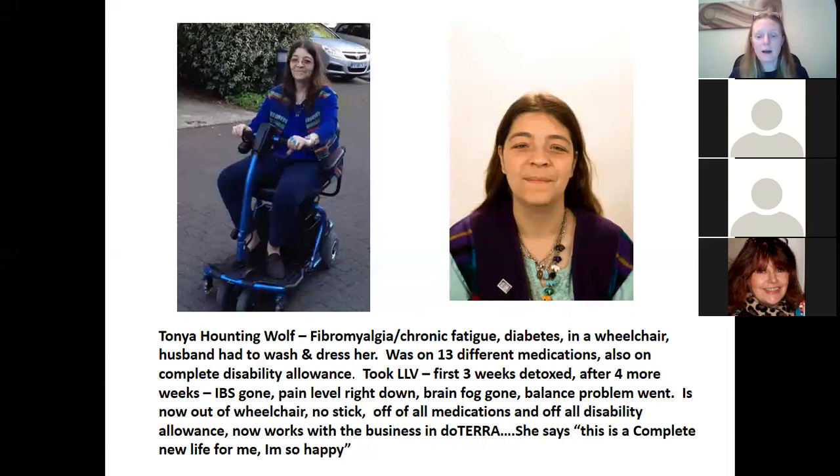Then after another 4 weeks, her IBS had gone, her pain level had come right down, the brain fog, which is a big thing for people who suffer with fibromyalgia, had gone, and her balance problem had gone. Then she was able to come out of the wheelchair, walk without a stick, and she was off all medication and had actually stopped her disability allowance. That is such a powerful thing, to be able to really transform your life with the LLV.